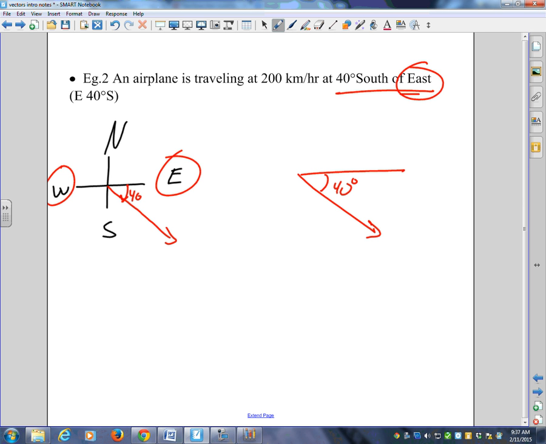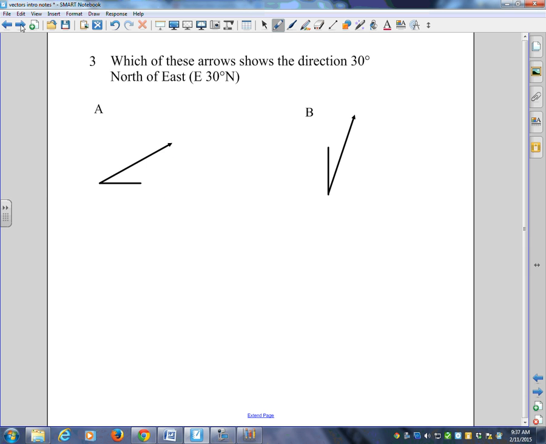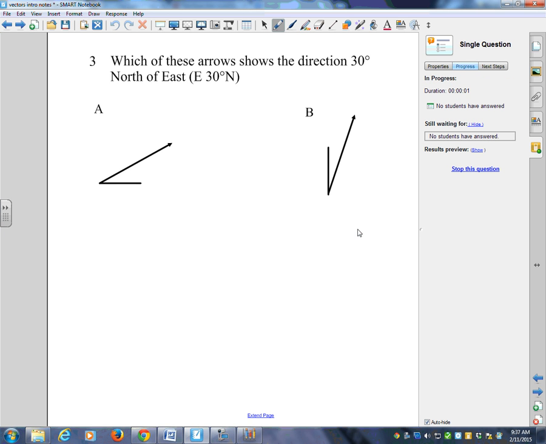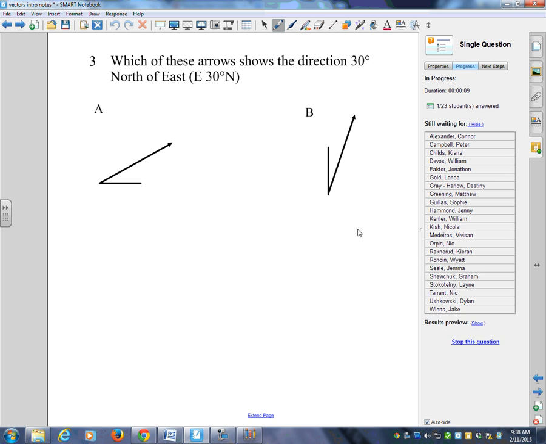East 40 south. Now what does the 200 kilometers an hour mean? Well, that's about the length. Okay, we're going to talk about that. But first, let's do a clicker question. Should we write this down? No, this is a little check to see if you know it. If you want to write it down as an example after, you can. Which one of these is east 30 north?